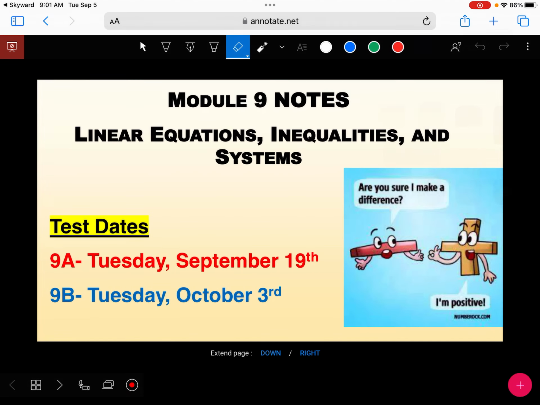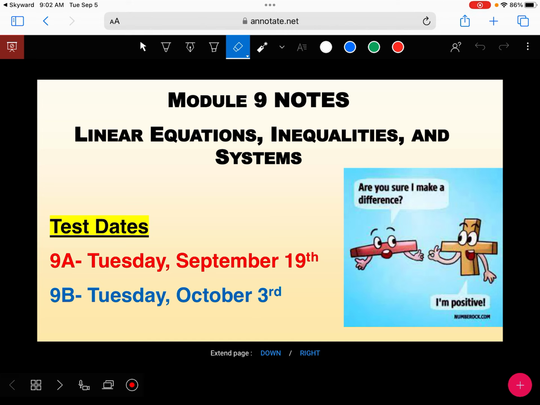So there's actually, we separated into 2 different test dates. So go ahead and write them both on the front cover. So we're going to do the first half on Tuesday, September 19th, and then the second half on Tuesday, October 3rd.